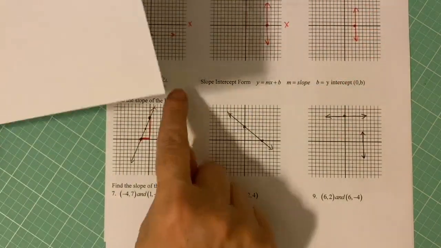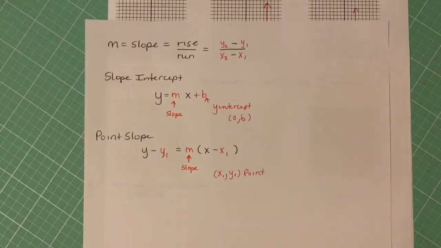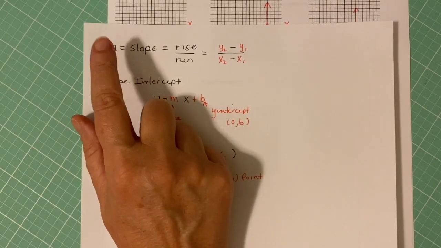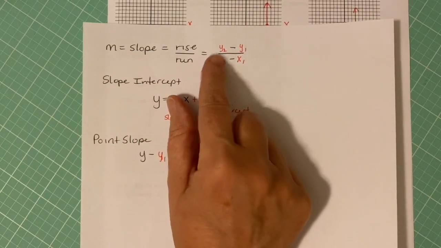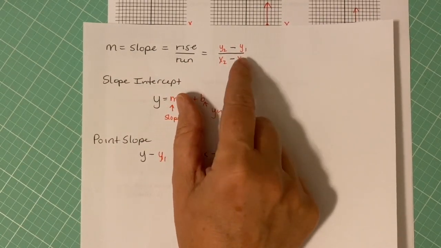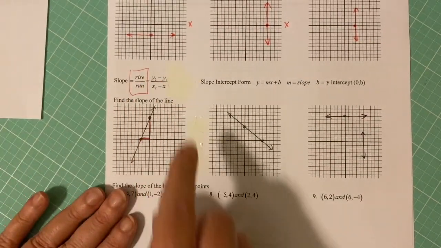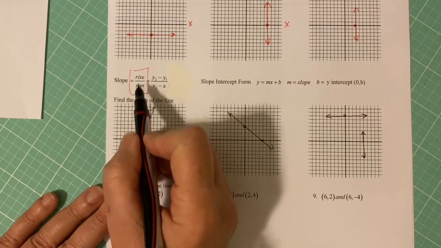Okay, now we're going to look at slope, which is always rise over run. I usually have these up on the board, but the formula for slope, which we use the letter M for, is: M is slope, which is rise over run, or y sub 2 minus y sub 1 over x sub 2 minus x sub 1. Those formulas are written right here on the worksheet. But for this part, we're just going to look at rise over run.